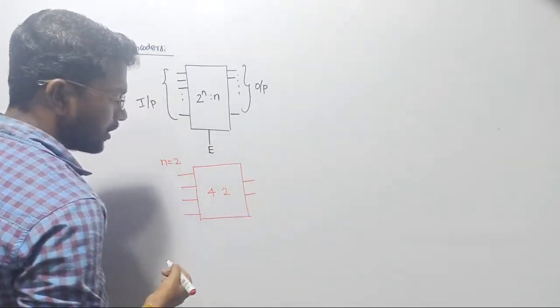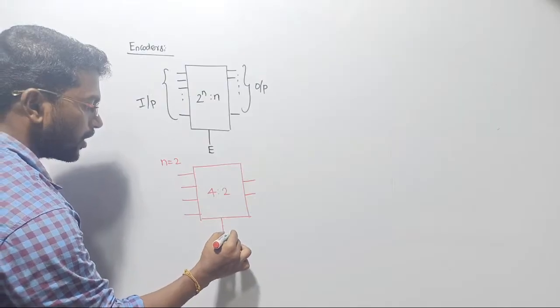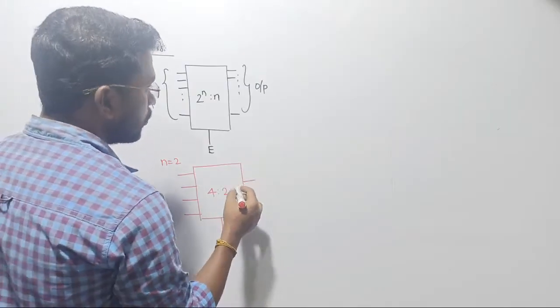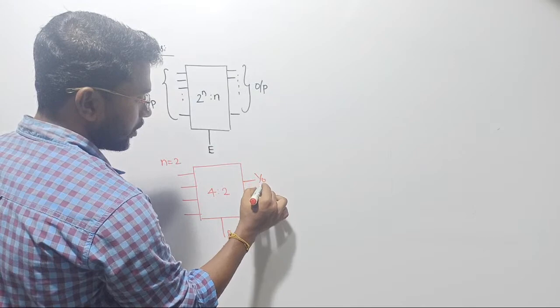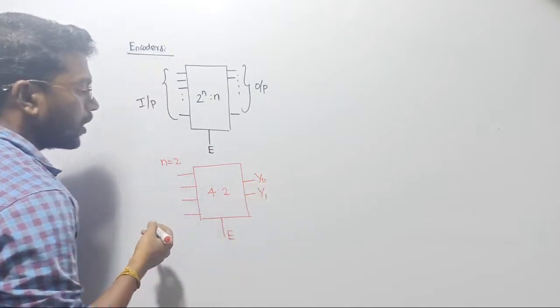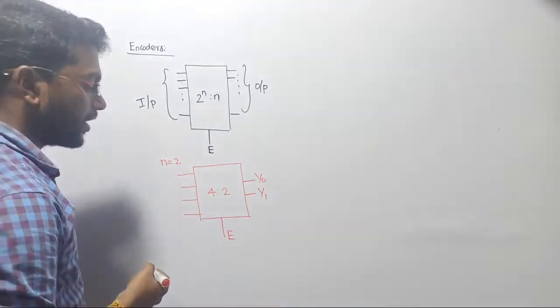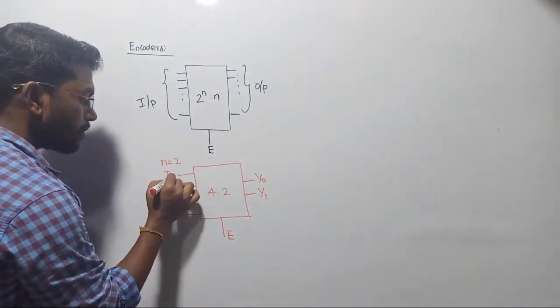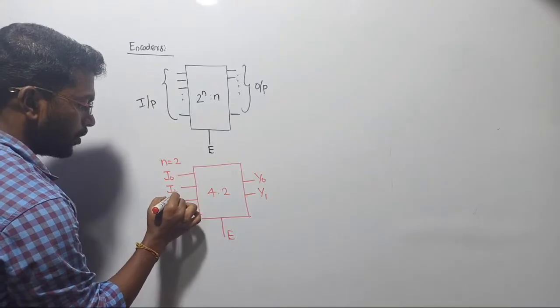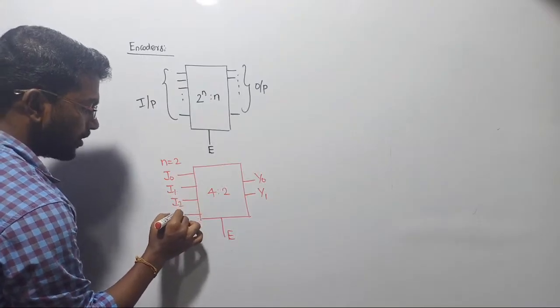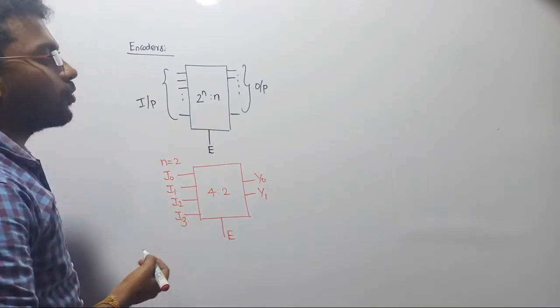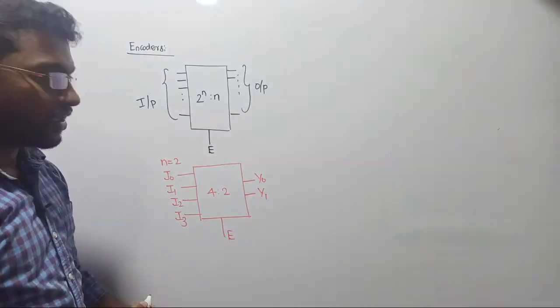And two output lines should be required, and this is going to be our enable pin, right? And two outputs, in the sense that we are going to consider y0 and y1, and four inputs, in the sense we are going to consider i0, i1, i2, i3, right? So let us consider the informations are i1, i0, that is i2, i3. Totally we are going to consider four input lines. So our next target is we have to achieve the outputs, right?